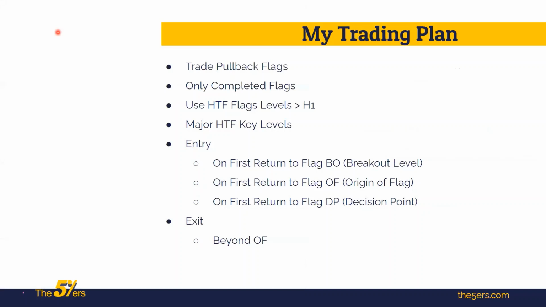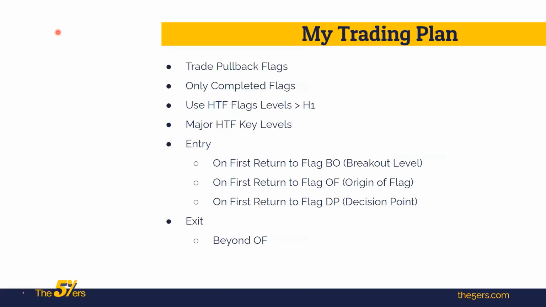Okay, so being specific to poles and flags, what I would be looking for in terms of poles and flags, I'll be looking to trade pullback flags. They are the easiest to understand. If they are pullback, they should always be completed flags, not incomplete flags. I use high time frame flags on H1 and up, whatever they are, and I mark their levels. I'll show you in a second.